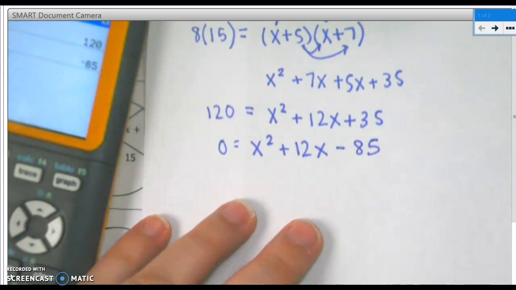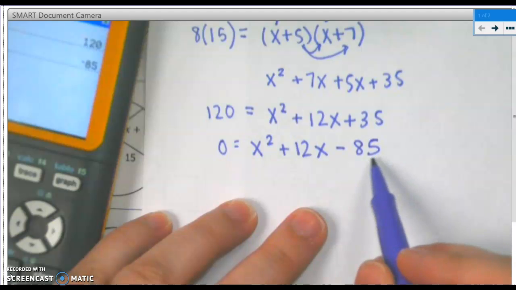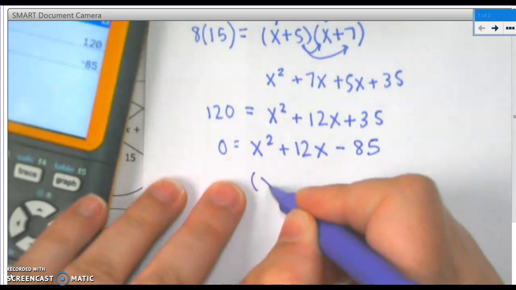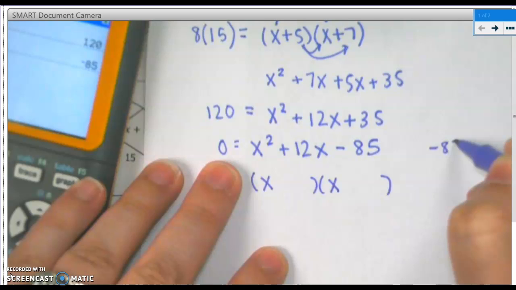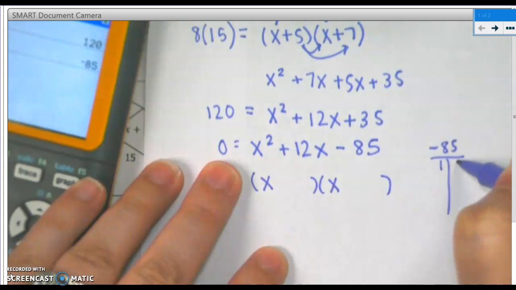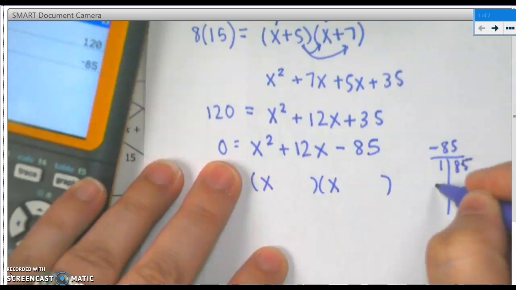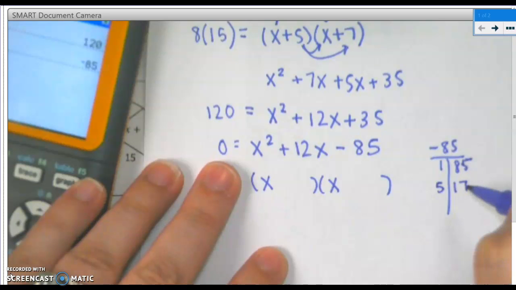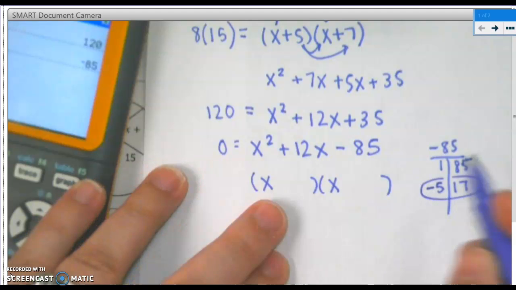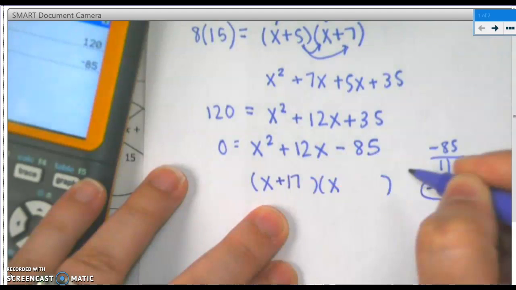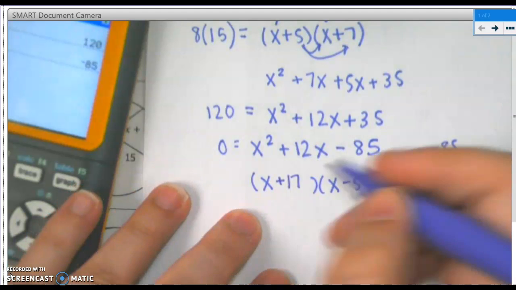all right, from here, when I factor, I'm looking for two numbers that multiply to negative 85, and when I combine them, I get 12. So I'm going to make a list of factors. 2, 3, 4, they don't go into 85. But 5 and 17 do, and 17 minus 5 is 12. So x plus 17 and x minus 5.